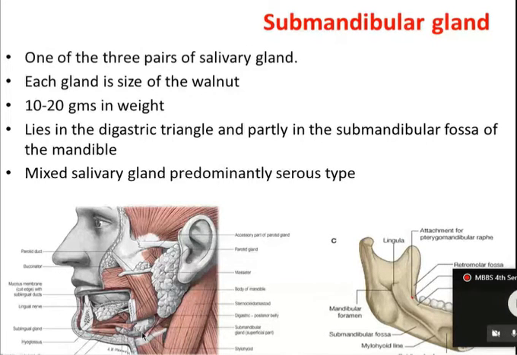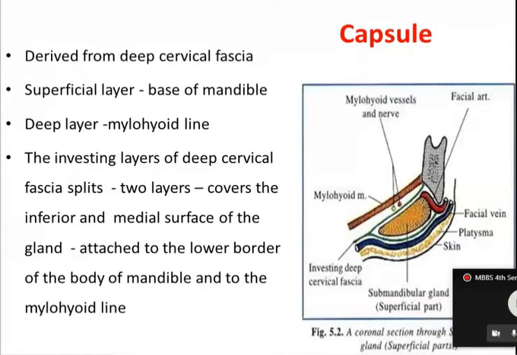It is bounded by the anterior belly, intermediate tendon, and the posterior belly of the digastric muscle, and the base is formed by the base of the mandible. That is the digastric triangle, where the major content is the submandibular salivary gland, which is a mixed type of salivary gland, predominantly serous. The capsule of the submandibular salivary gland is derived from the deep cervical fascia of the neck, the superficial layer of which is attached to the base of the mandible, and the deeper layer attached to the mylohyoid line of the mandible.